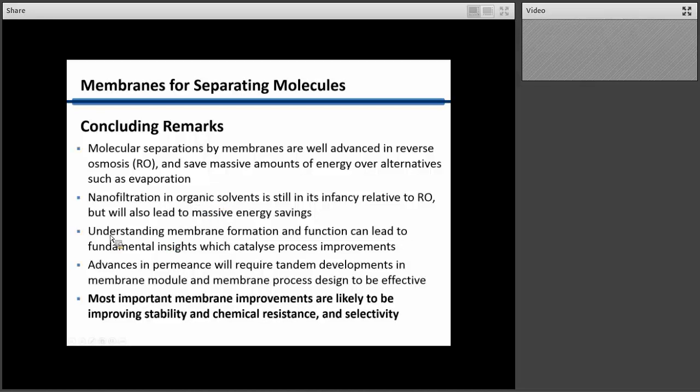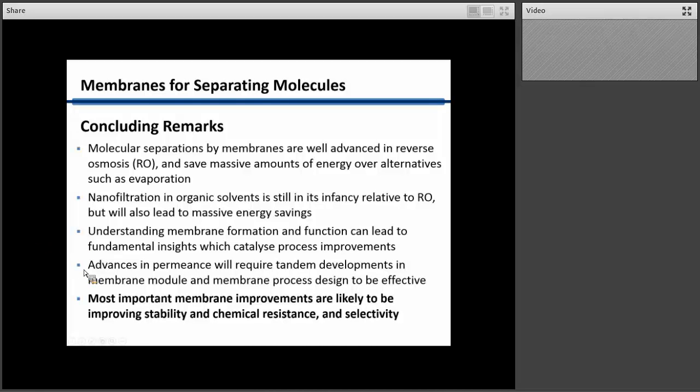Understanding membrane formation and function can lead to fundamental insights which catalyze process improvements. So, for example, by having a platform where I can play around with the membrane separating layer and the support independently, we've been able to show that fouling, previously thought to be a function of the roughness of the membrane, may not actually be dependent on the roughness of the membrane, but may be more affected by the permeance of the membrane.